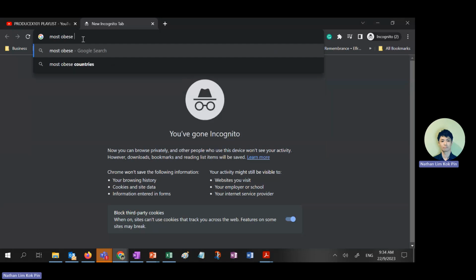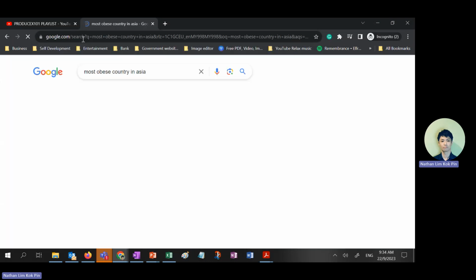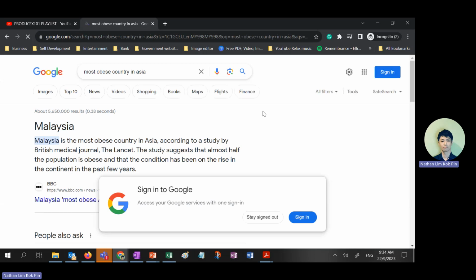Most obese country in Asia. Guess what, ladies and gentlemen? Congratulations! You get number one in Asia again. Because you all always drive, you never do exercise. Malaysia, number 10... Malaysia. Certainly, everything also gets number one in the wrong thing. So Malaysia is the most obese country in Asia.